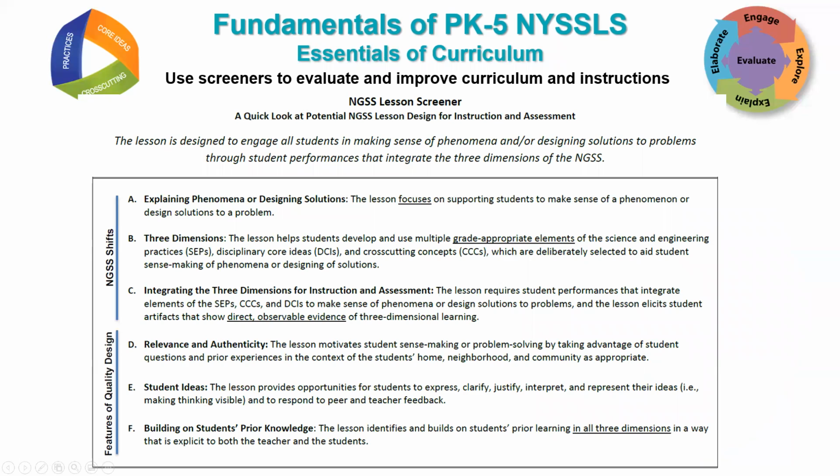Lesson screeners can help evaluate and improve curriculum and instruction. This one from Achieve identifies components that ideally should be included in the lessons. If using the full screener, the evaluator looks for evidence in the lesson for these 6 components. Honestly, the screeners provide a guide and a goal when considering what should be in a multi-day lesson.